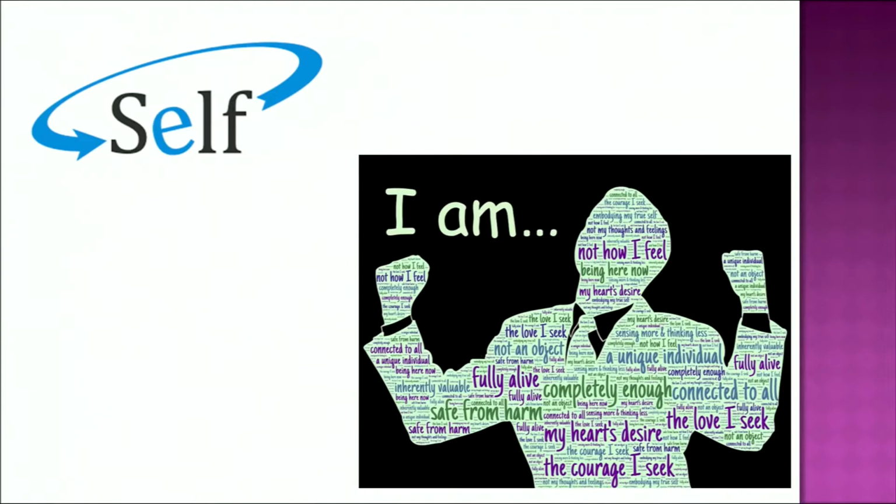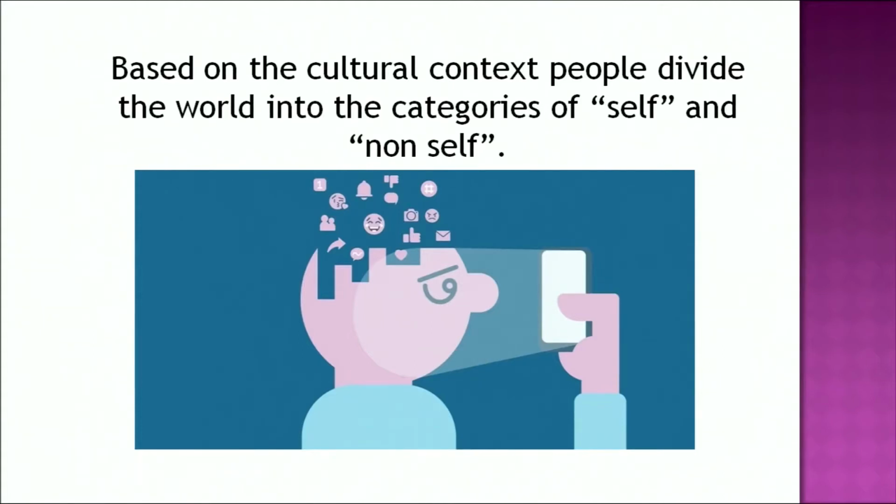In recent years, researchers have tried to understand the representations or mental models of self. The experience of self is very common, but yes, it is a complex phenomenon. Its structure and contents are shaped by the society and the culture in which people live. Based on the cultural context, people divide the world into the categories of self and non-self. In individualistic cultures, people prefer independent self-construal, while people in collectivist cultures prefer an interdependent mode of self-construal.